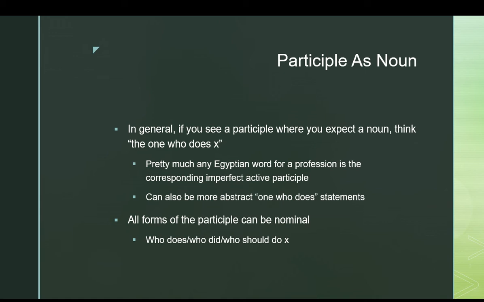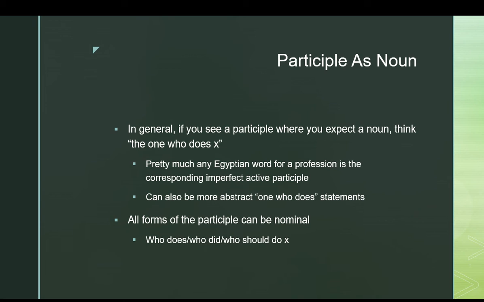And this also applies to abstract notions. One of the examples Hoch gives is one who tells the truth. That would be a phrase beginning with a participle, jed ma'at. Jed there being a participle, meaning one who says, and then ma'at, the truth. Like I said, they can take objects. All forms of the participle can be nouns.